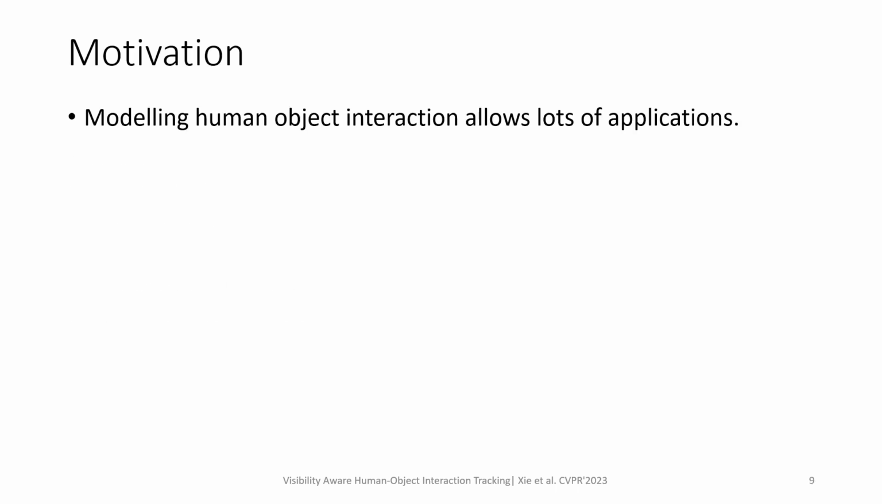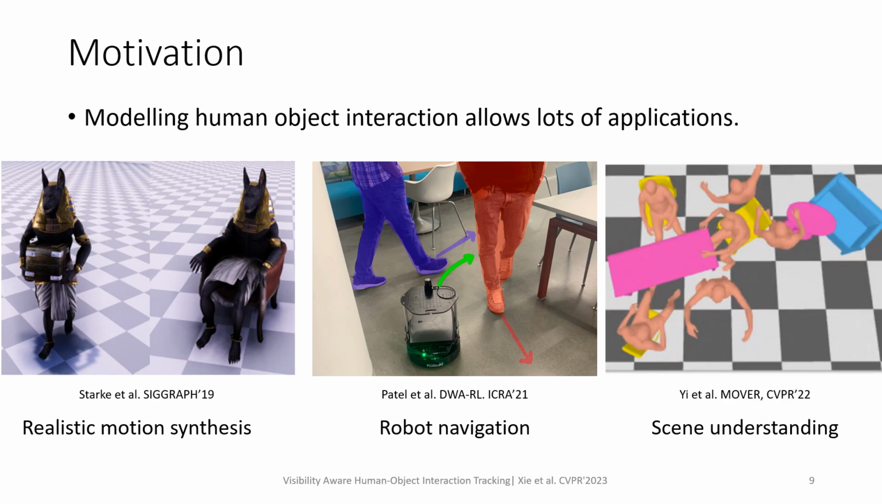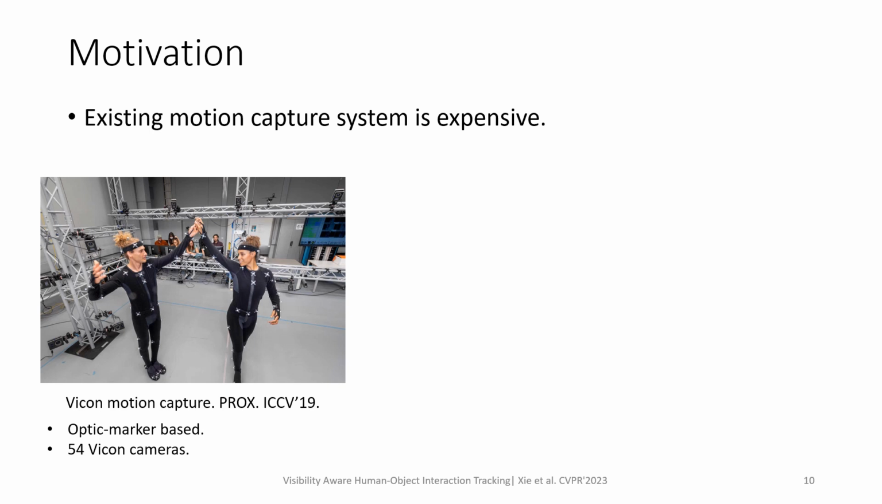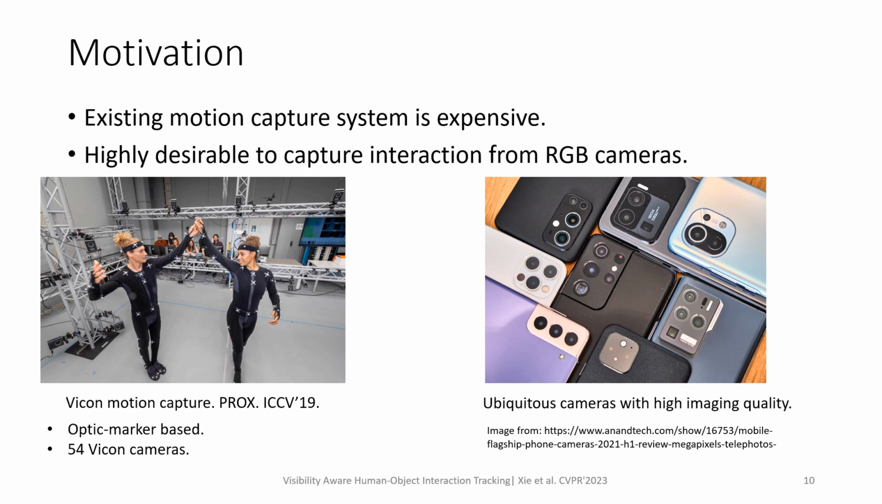Modeling human object interaction allows lots of applications such as realistic motion synthesis, robot navigation, and scene understanding. However, existing motion capture systems are very expensive. Here, the Vicon system requires optical markers and 54 cameras, which is expensive and not scalable. On the other hand, mobile phone cameras are ubiquitous and can capture high-quality images. It is highly desirable to have a method that can capture interaction from RGB cameras alone.